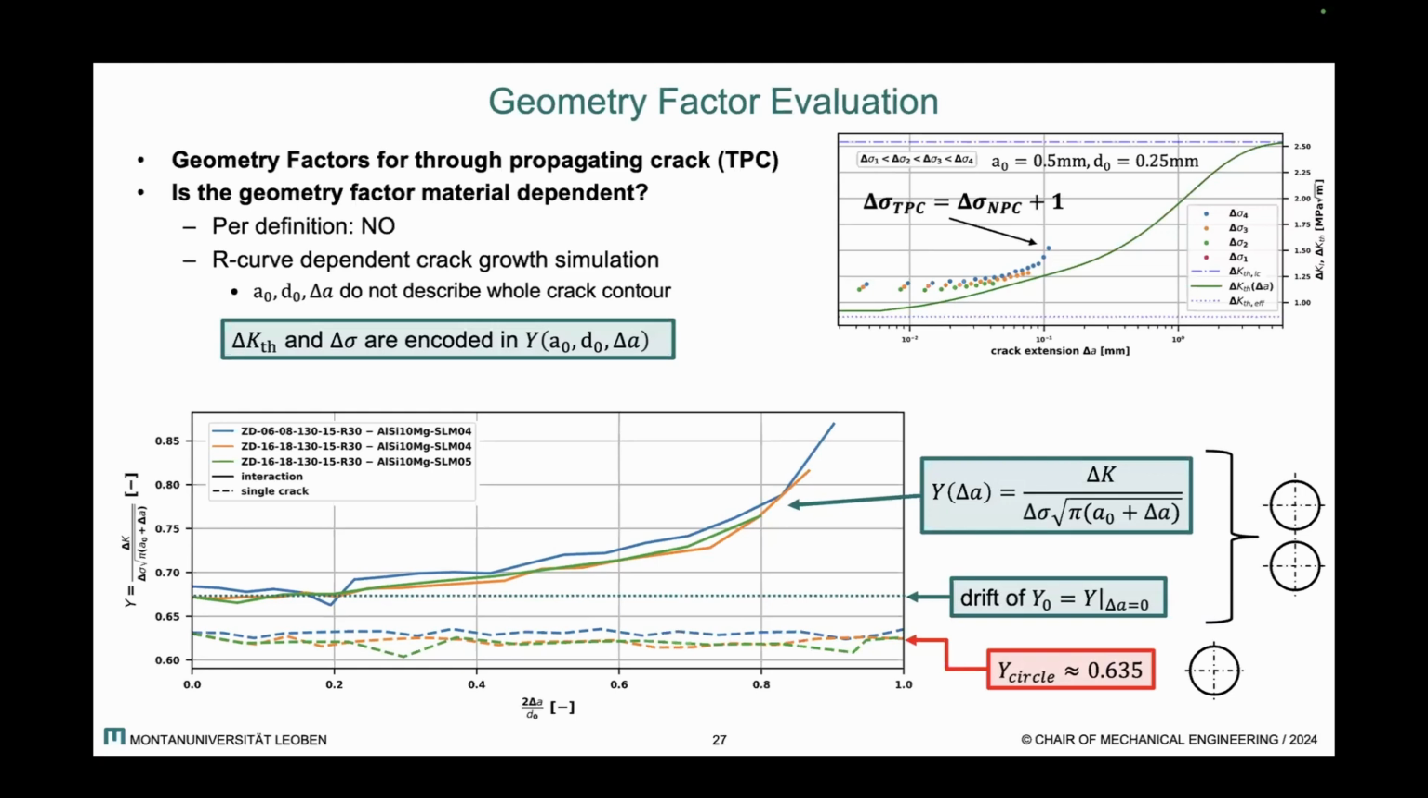to one another. I have to note that my geometry factors are only parameterized with three geometrical parameters: the crack size, the distance, and the crack growth increment. So implicitly, I'm encoding both the cyclic crack resistance curve and the applied load level, through the propagating stress, into my geometry factor results.